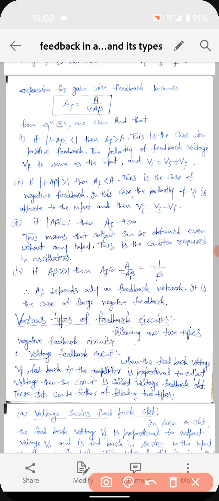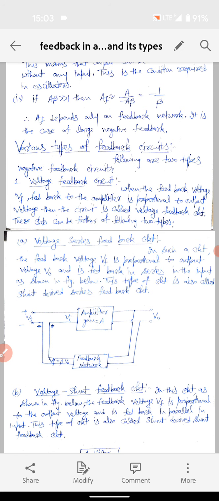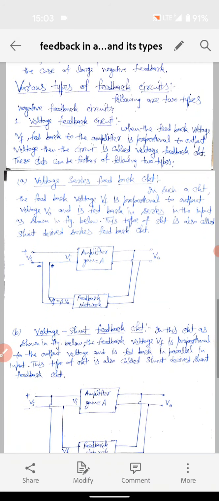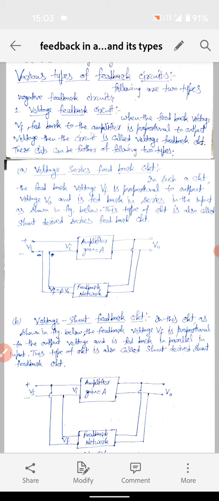Okay, so that means the af depends only on the feedback network. This gain will depend only on the feedback network, and it is the case of large negative feedback. Okay, and this is the theory of feedback. Then we come to another important part of this topic, which is various types of feedback circuits.